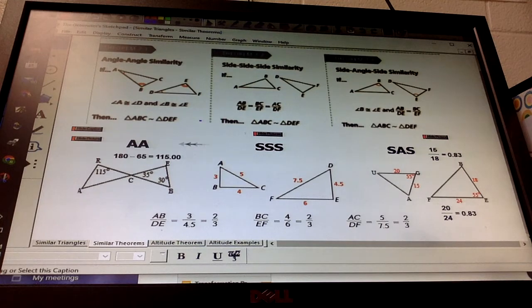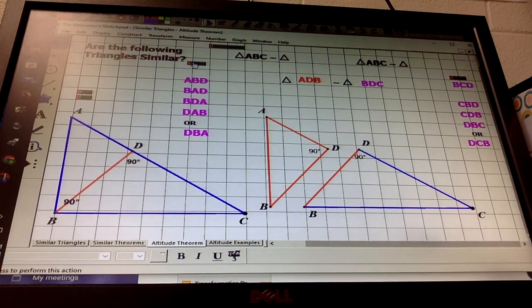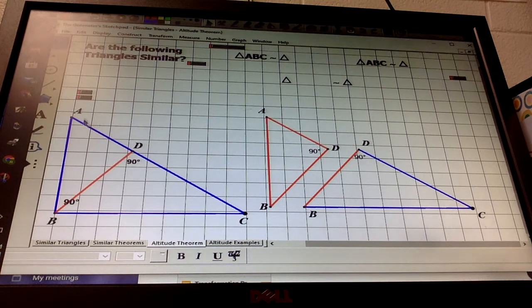So these are the three theorems we're going to use to see if these triangles are similar. Okay, here's an example of what we're going to be talking about today. The question is, are any of these triangles similar?